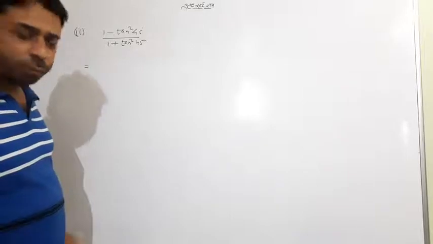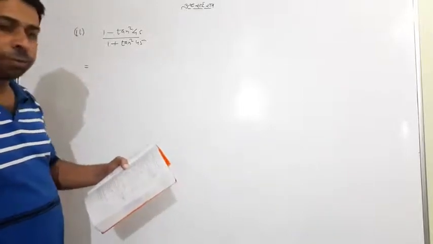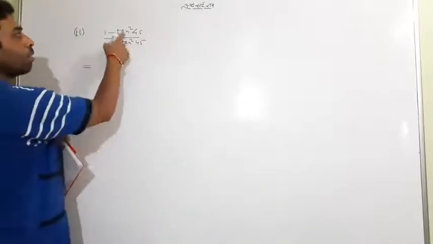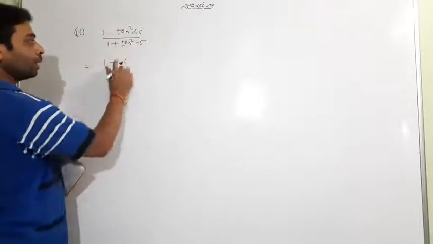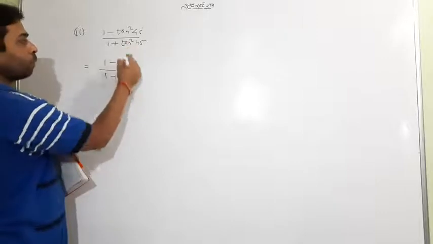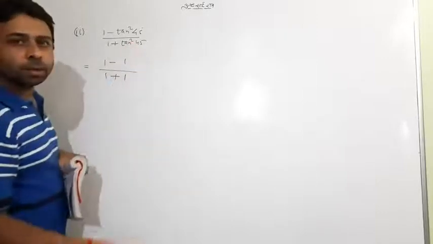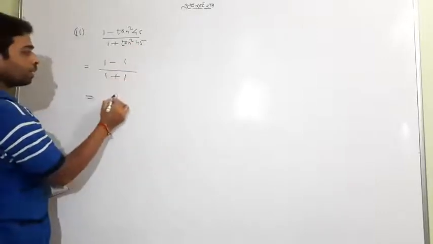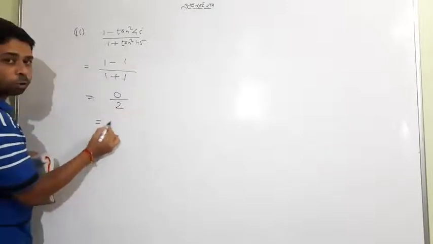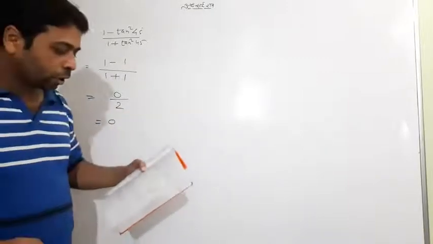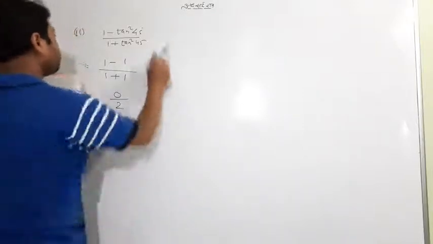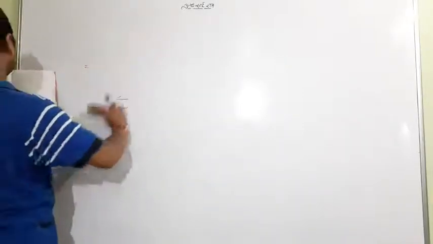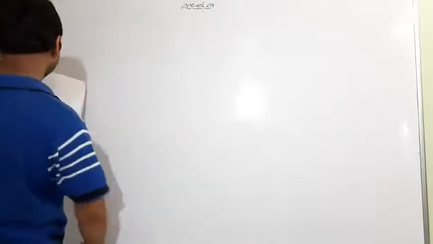Very simple it is. Without doing any special work we can catch it. Why? Because tan 45 is 1, so 1 having square is also 1. 1 plus tan 45 is 1, square is also 1. So what about the numerator? 1 minus 1 is 0, and the denominator 1 plus 1 is 2. So overall the answer is 0. So this is the 4th option of the book. For a student this is very simple. Let me now tell you some more questions and how to do them.